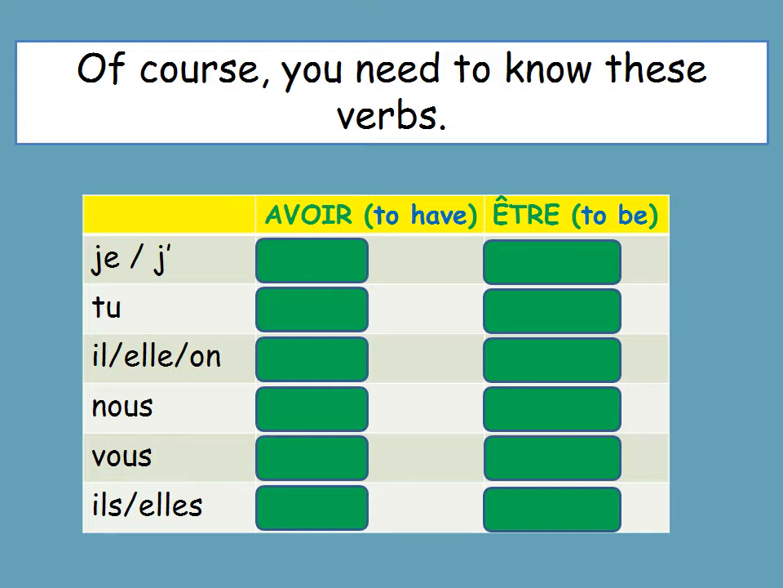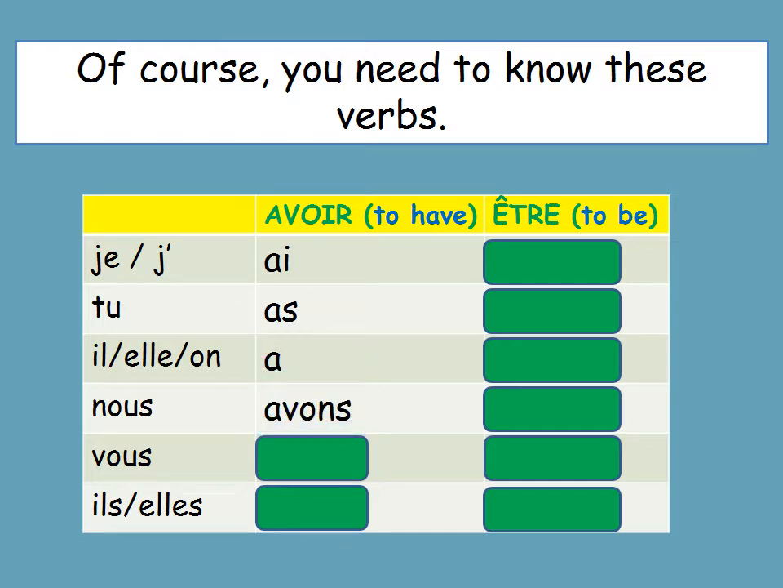Pause the video here for a second and just remind yourself, what are the verbs avoir and être in the present tense? I know you know them. Okay, here come the answers. So avoir, I always say avoir, to have, is lots of A's. J'ai, tu as, il, elle, on a, nous avons, vous avez, ils, elles, ont.